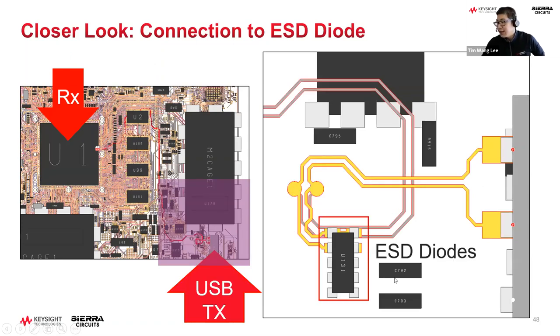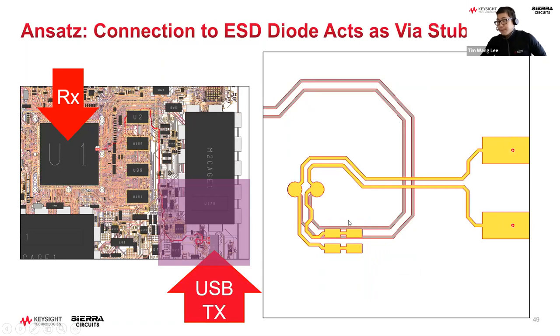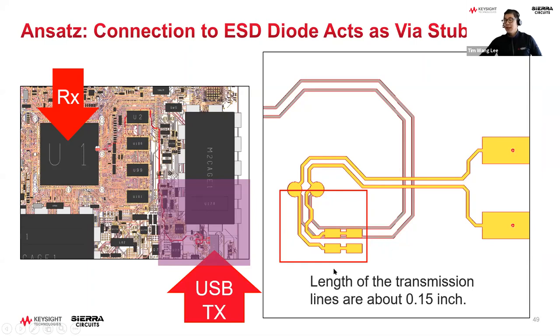Now, there is that ESD diode that's required for the USB traces to work. If I remove that and look at these pads, and look at the length, they're about 0.15 inches. Well, if you just simulated the entire channel and did nothing about these traces, they're going to act like stubs. The connection to the ESD diode is going to act like a stub.